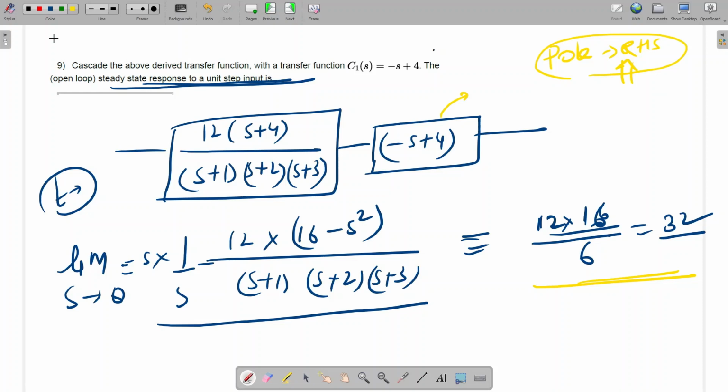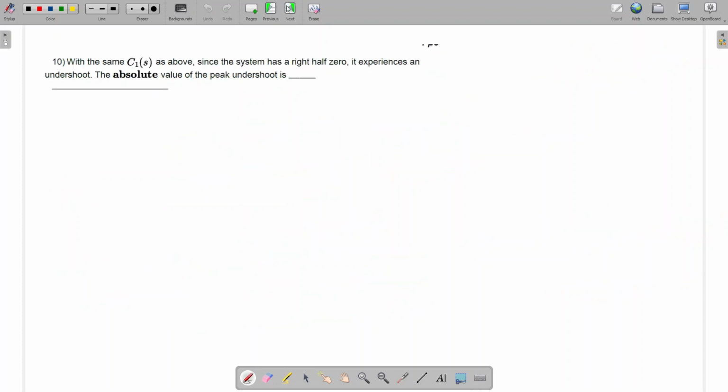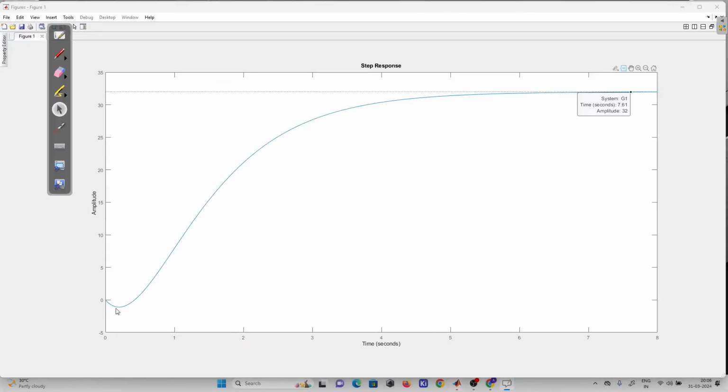Should I move to the next question? Yes, sir. Okay. Going to the next question. If the system has a right half zero, same G1 as above, since the system had a right half zero, it experienced an undershoot. So we have seen the undershoot here now. Because of the right half zero only, this undershoot is coming at the initial, correct? So we'll see how much we are getting.